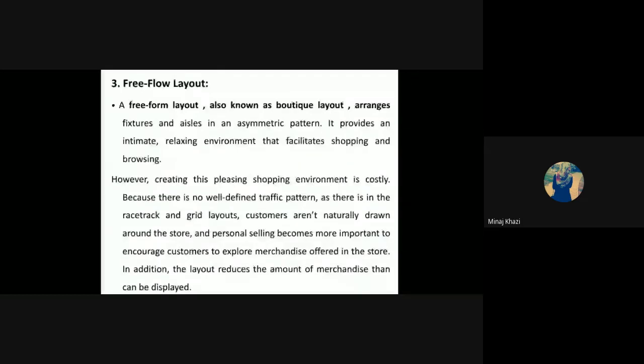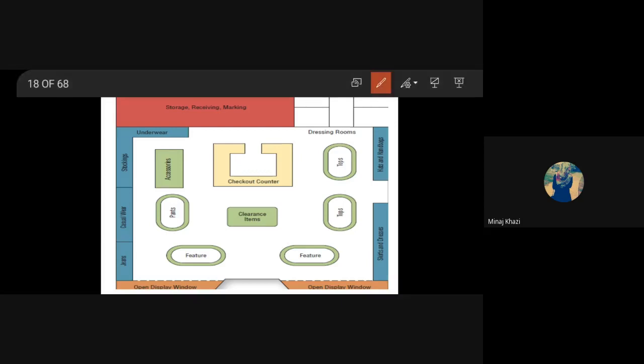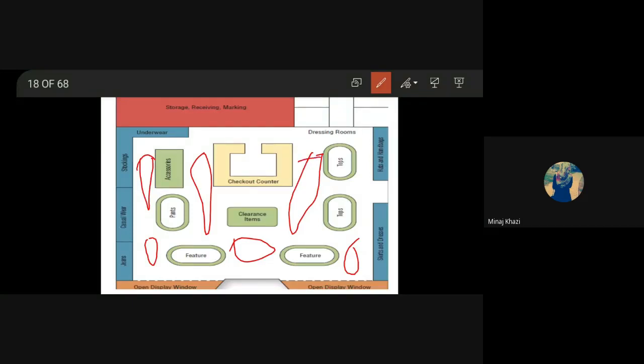Okay, we have the third type of layout, which we call the free flow layout. Fine, just go through this. Especially here, you can find too much space is left in between the layout. Fine, see here, the maximum space is left very free for any customers when those people are shopping. So this much space is left for them. If you go to some Titan showroom, or maybe you go to a Tanishq, fine, especially your watch.